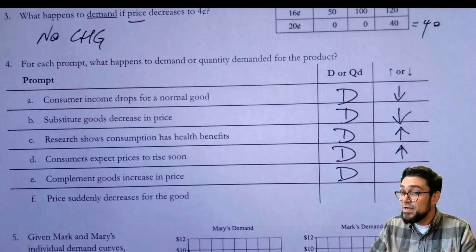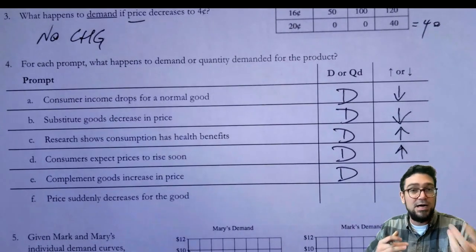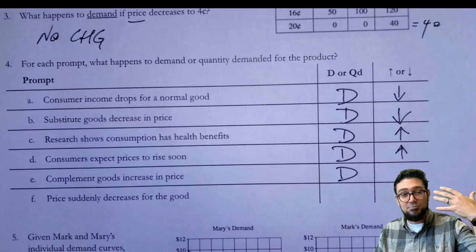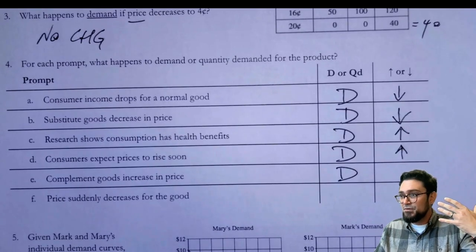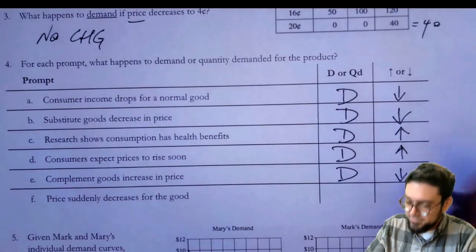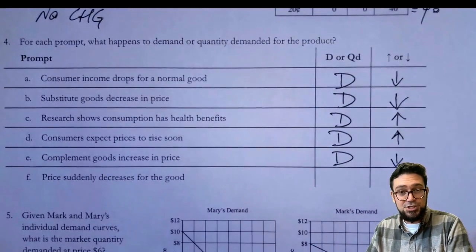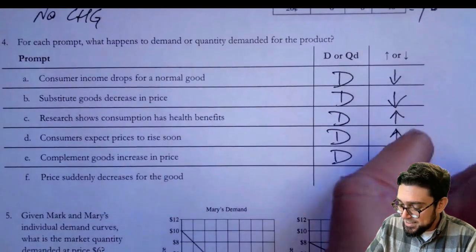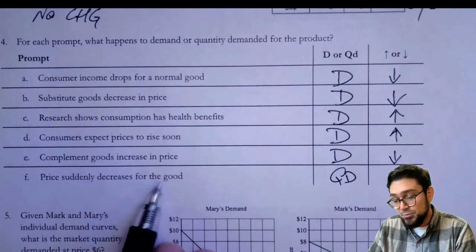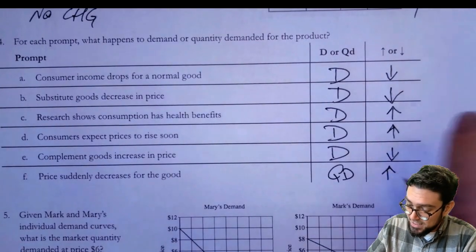I don't even eat hot dogs, but that's the example I immediately latch onto with complements. I really encourage you to think of one that you're always going to go to. Maybe it's graham crackers and marshmallows, right? So if I think the hot dog buns are rising in price, what are we going to do to the demand for hot dogs? Okay, less hot dogs. So, down. Price suddenly changes for the good. That's going to be quantity demanded, right? Price doesn't shift the curve. It's just going to change quantity demanded. If the price is going down, quantity demanded is going up.